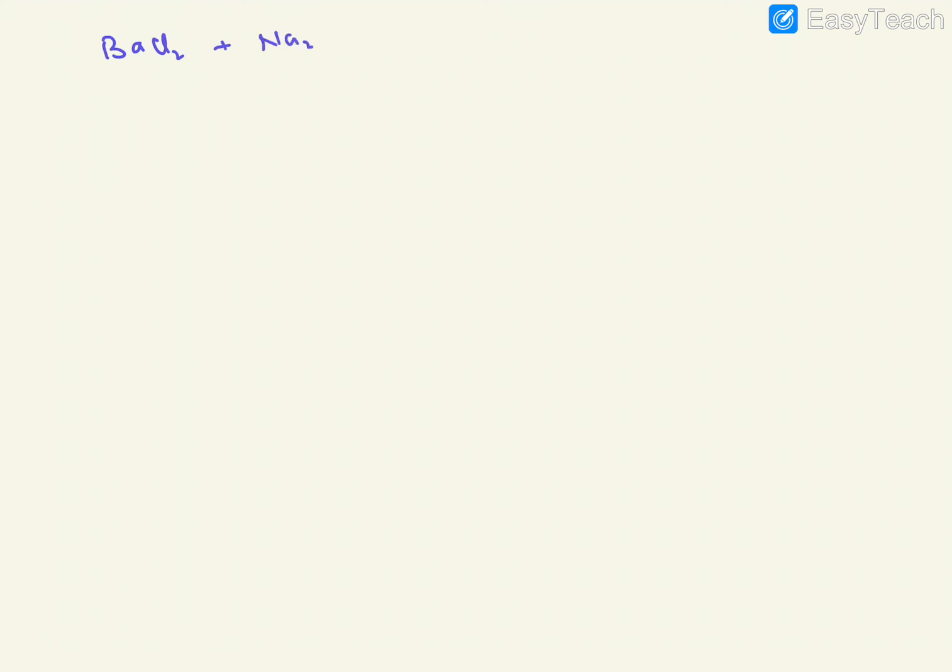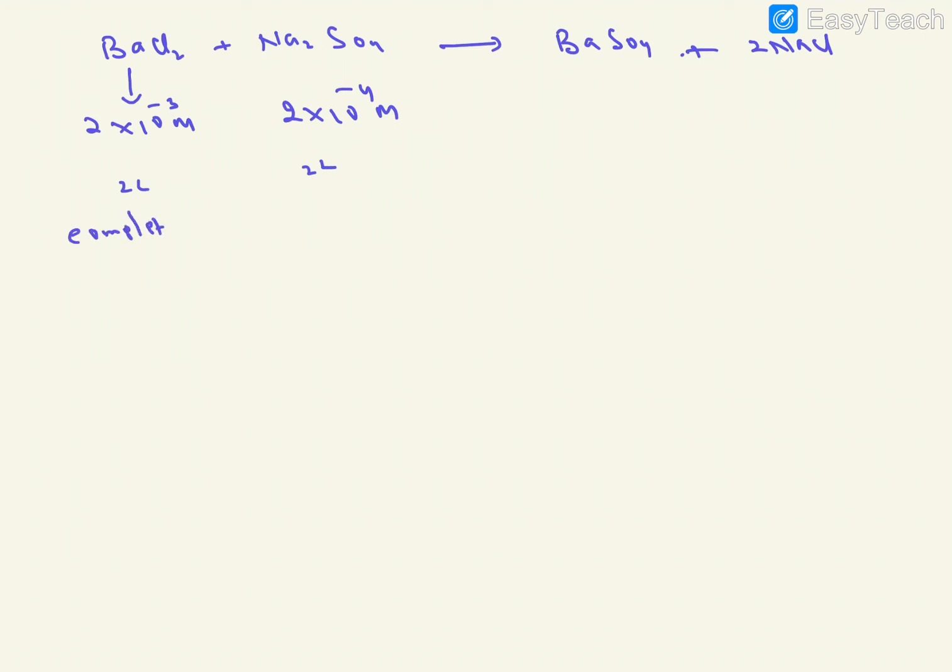Generally here, in the first question, what are they mixing? Barium chloride and sodium sulfate. So barium chloride, BaCl2, reacts with Na2SO4 to form barium sulfate. This is the precipitate forming. And what else is there? 2NaCl, right? What are the concentrations of these two? Here 2 into 10 to the power of minus 3, and here sodium sulfate 2 into 10 to the power of minus 4 molarity, right? These two are mixed in equal volumes. For example, 2 liters and 2 liters.